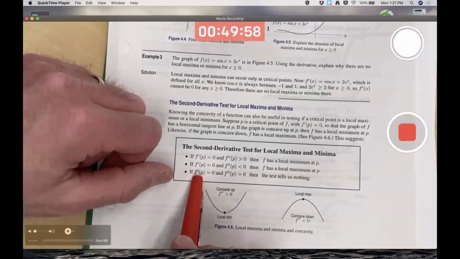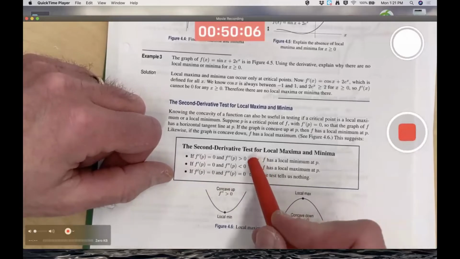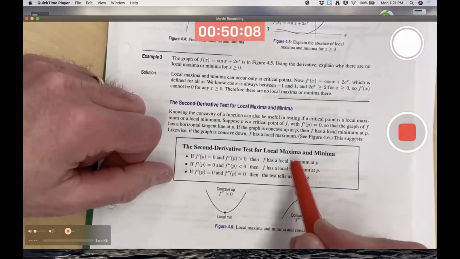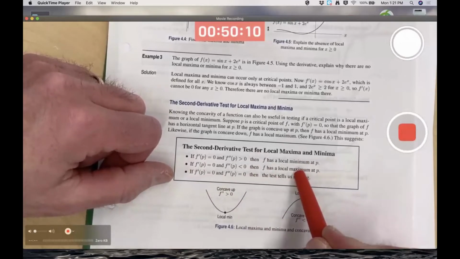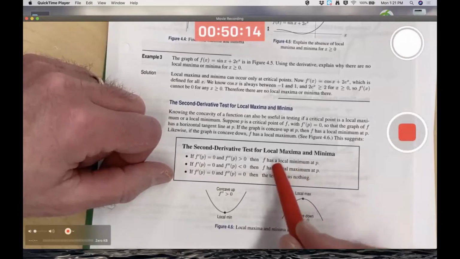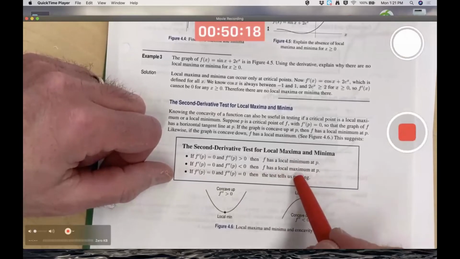If we've got a closed interval as the domain, it's not one of the endpoints. If f double prime is positive, then f has a local min. If f double prime is negative, then f has a local max, which is a little confusing. Positive at a min and negative at a max, shouldn't it be the other way around? It's not. I'll explain why in a second.